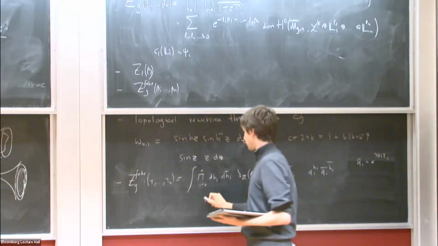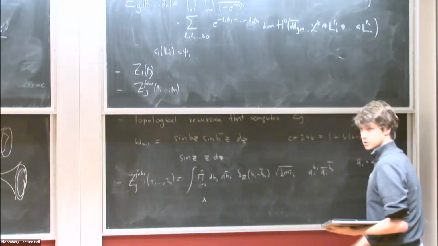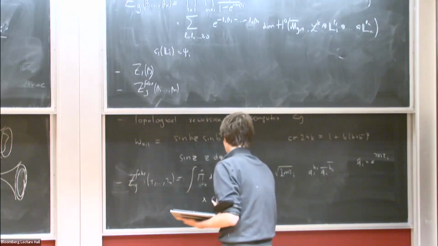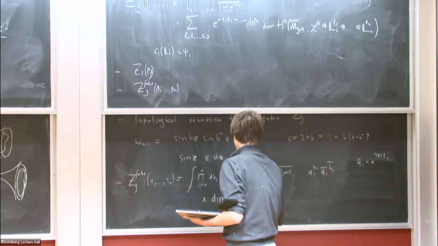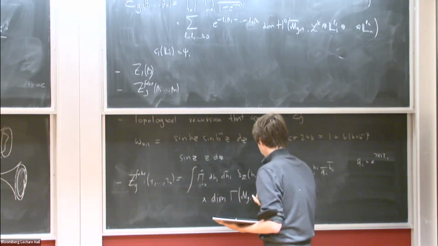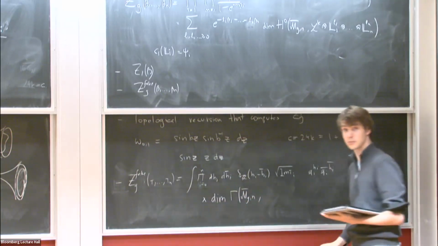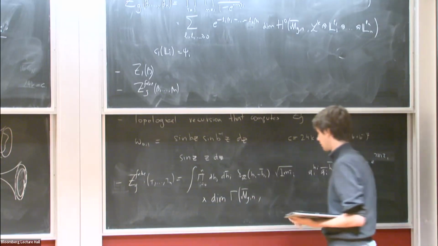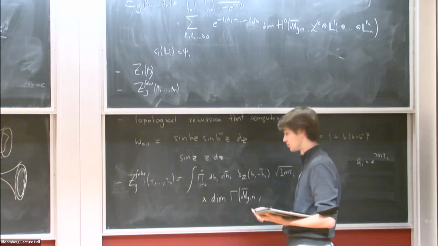And then again, you have to compute some dimension of some sections. But now these sections are not holomorphic sections. So let me call them gamma. So there are sections on M_{g,n} of a line bundle, still a line bundle, but not a holomorphic line bundle. It's a complex line bundle, but not holomorphic.